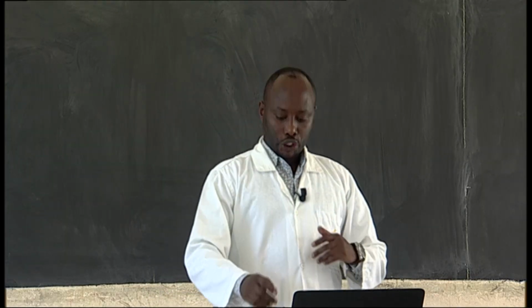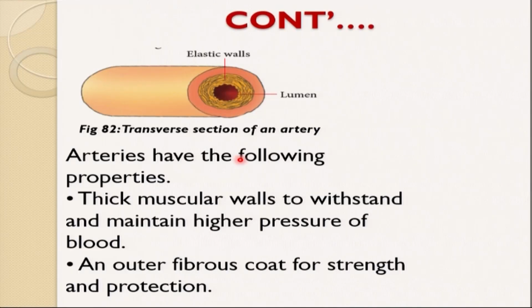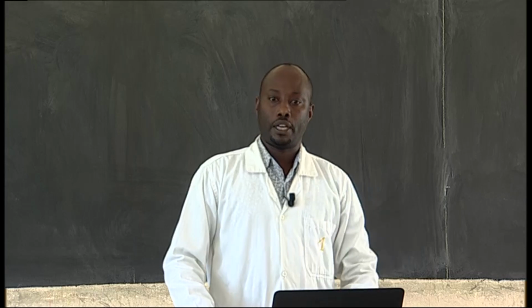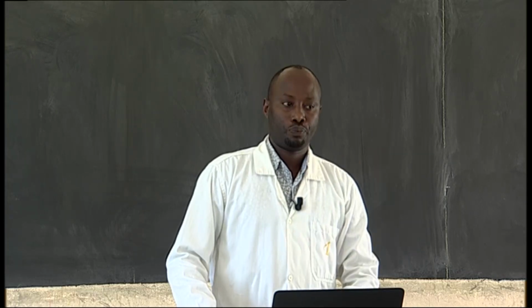So let's talk about the anatomy of the structure of an artery. If you observe clearly, students, this is the structure of an artery. When it comes to the lumen, it has a small lumen compared to other blood vessels. It has what we call elastic fibers. It is able to expand. Why does it have to be elastic? To withstand the pressure that is brought by the blood from the heart.